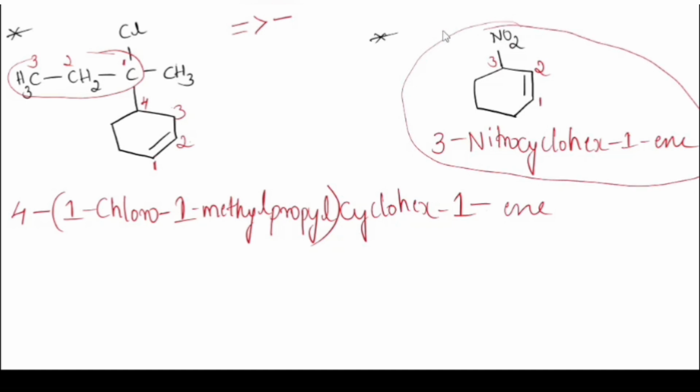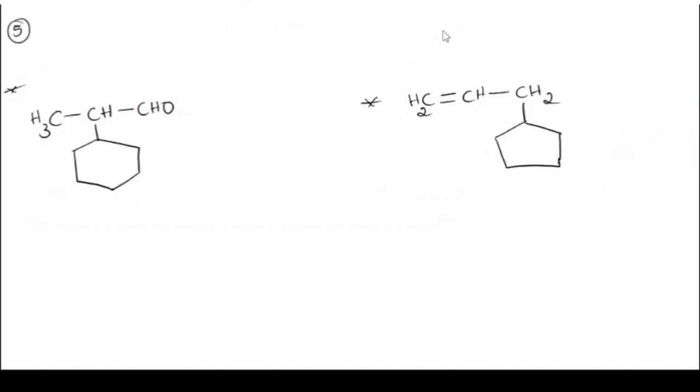Then we'll move on to the next thing, rule 5. Suppose a side chain is there, and the parent chain contains a multiple bond or functional group. Here you can find it contains a multiple bond, that is a double bond, and here a functional group is there, which is aldehyde. Then this particular group we have to treat as the parent chain, and whatever ring is attached has to be treated as a side chain. Here we have to give the number not to the ring but to the chain, correct?